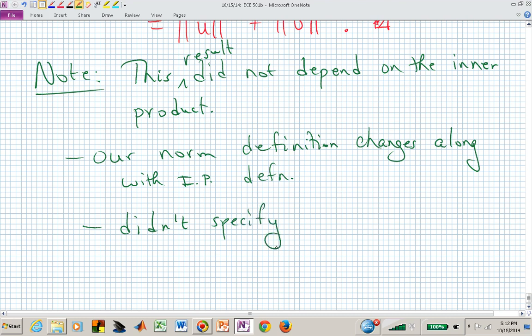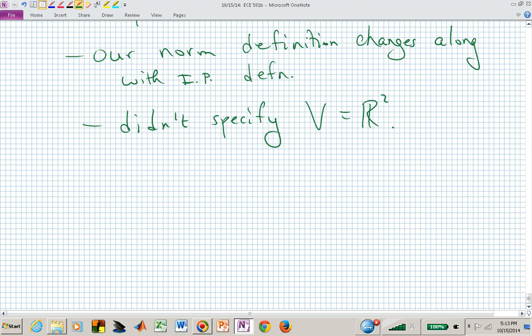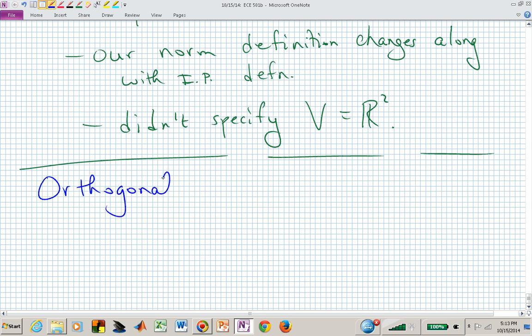And we didn't specify, although this is how we grew up with the Pythagorean theorem, on the plane, in R2, we didn't specify that our vector space V was in fact R2. We didn't require that. Now we have this generalized idea. We could be in a five-dimensional vector space, and we still have this nice property of the Pythagorean theorem. That now allows us to talk about orthogonal decomposition.